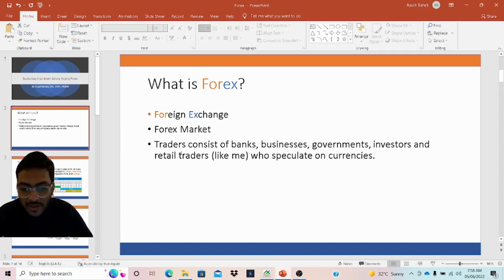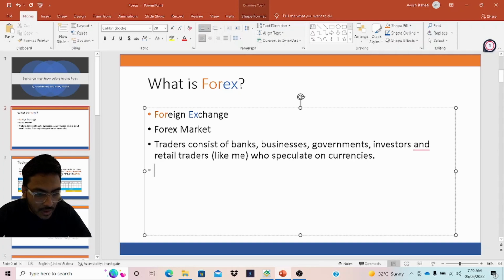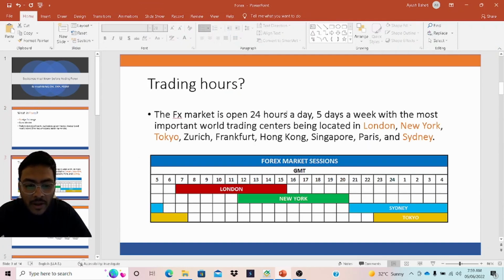In the Forex market, the traders consist of banks, businessmen, governments, investors, and retail traders like me and you who speculate on currency. Let's discuss trading hours. The beauty of Forex market is that it is open 24 hours a day from Monday to Friday. So it is very convenient for working professionals like me to manage my trades along with my full-time job.